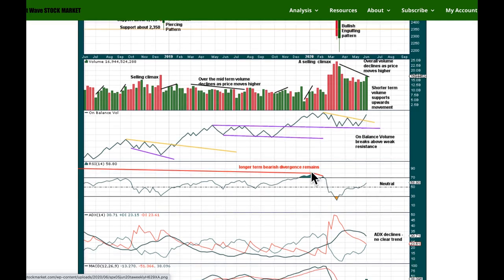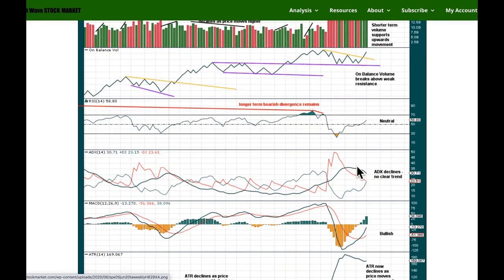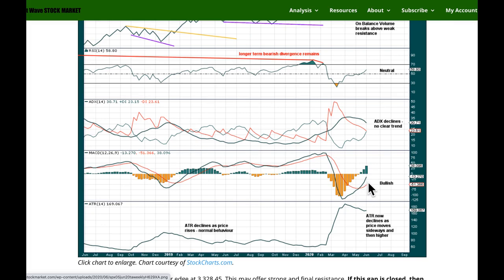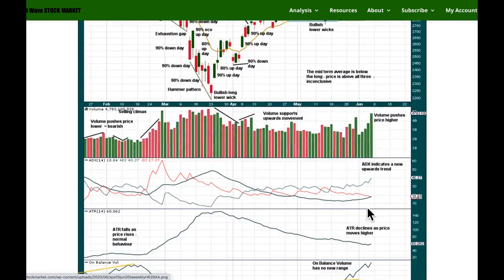RSI has been brought well down from overbought. It reached oversold with that big bearish move. It's well back up into neutral territory. It's not yet overbought. There's room for price to continue higher. ADX is declining. There's no clear trend. The DX lines haven't crossed over yet. MACD is bullish but not fully so, and ATR is declining as price is moving sideways and then higher. That's absolutely normal behaviour for this market.